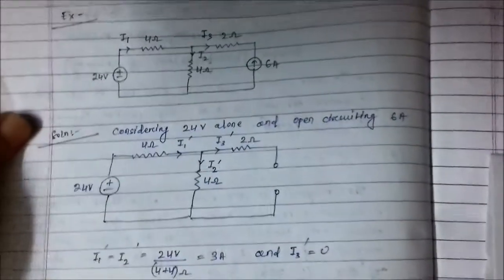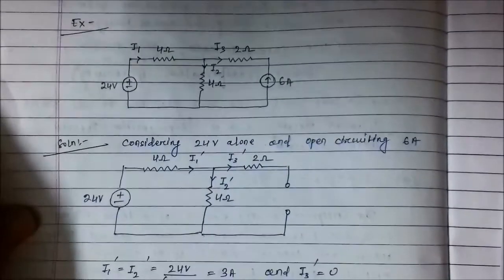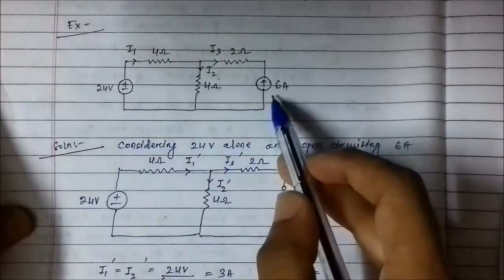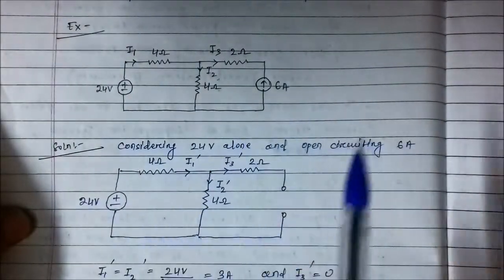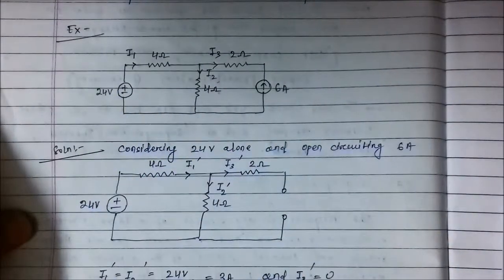Okay, this is a circuit here. It consists of a 24 volt voltage source which is connected to two 4 ohm resistances and one 2 ohm resistance, and there is also another 6 ampere independent current source. Now take note that this circuit does not contain any dependent source, so we do not have to worry about that. They are all independent.